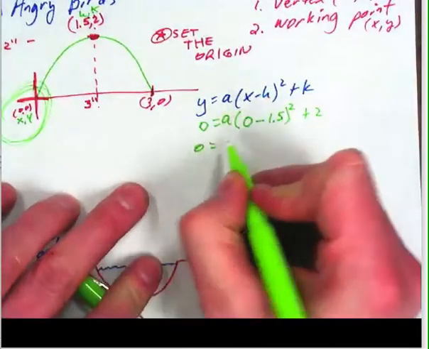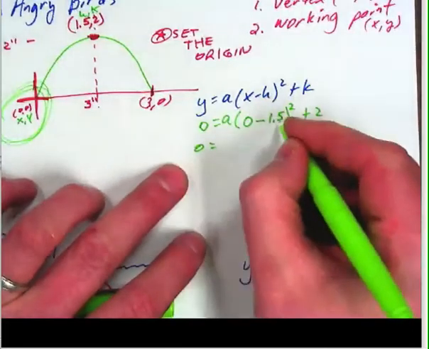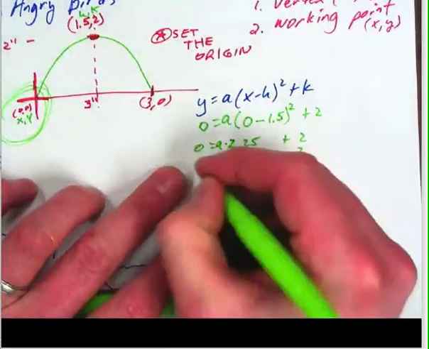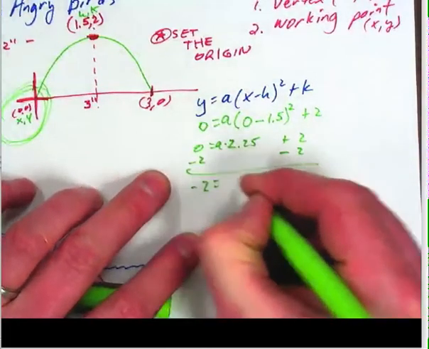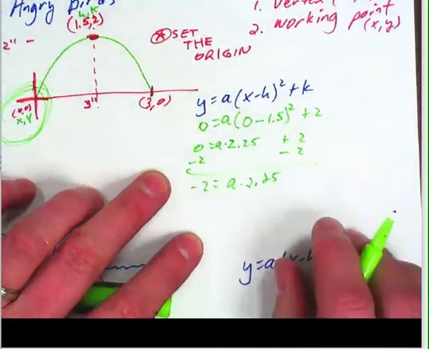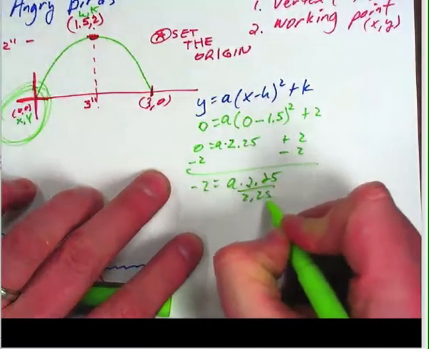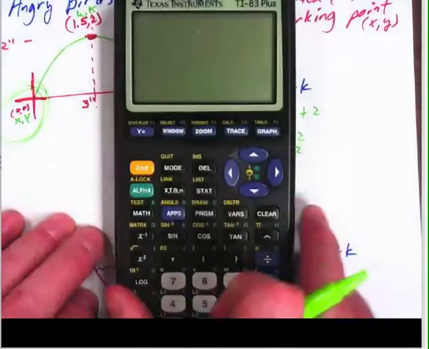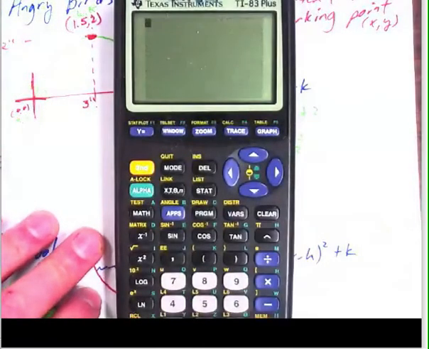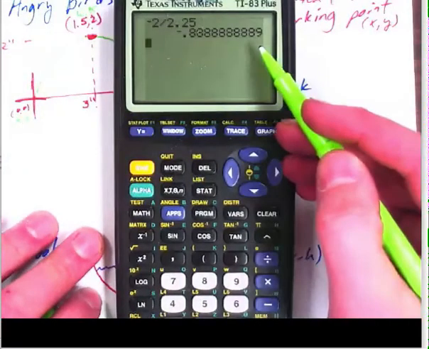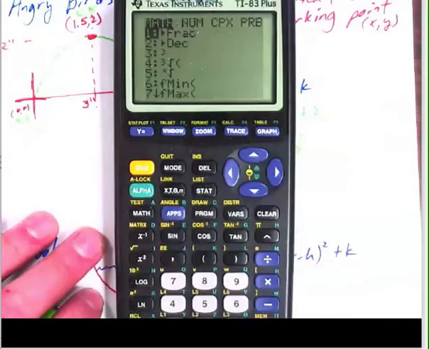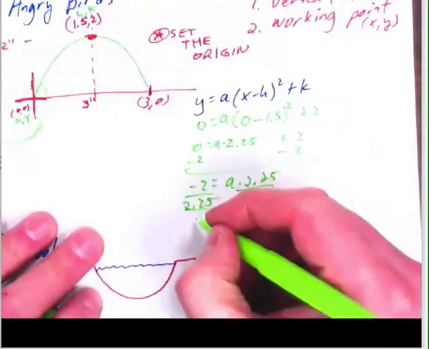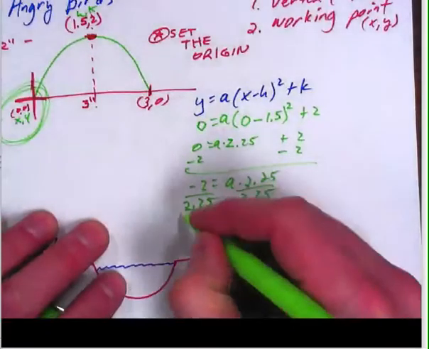If I multiply this out, 1.5 squared is 2.25, so 2.25 times the a value, and then plus 2. Subtract 2 on both sides, and negative 2 equals a times 2.25. Then divide both sides by 2.25. And this is where a calculator is going to come in handy, because now we're going to turn this into a fraction. So if I go negative 2 divided by 2.25, I get this really long decimal. Well, that's where we go math, enter, enter, to get the fraction, which is negative 8/9. So our multiplier, or our a value, our stretch factor, is negative 8/9.